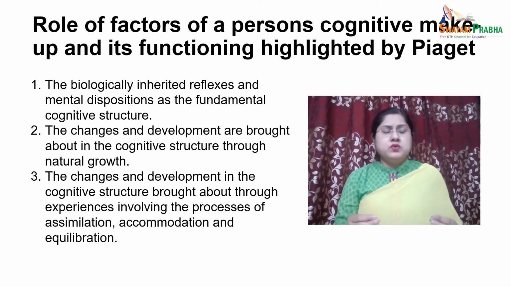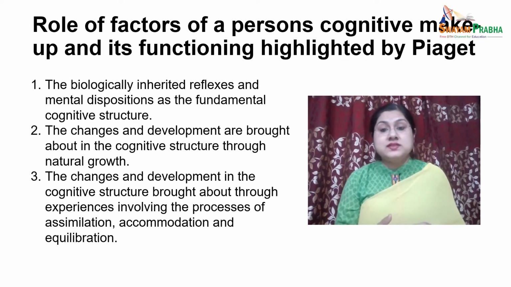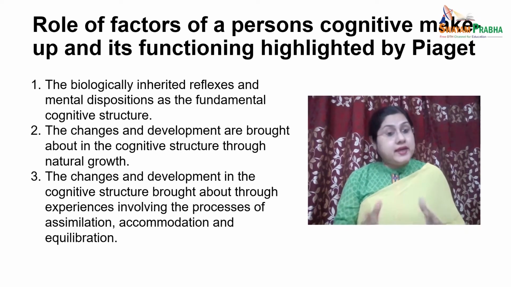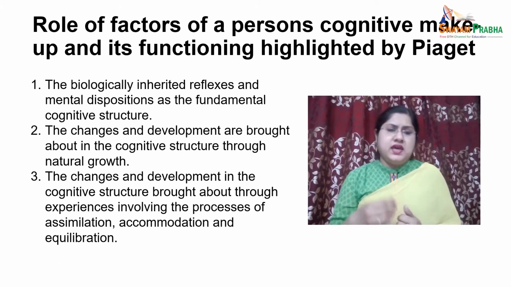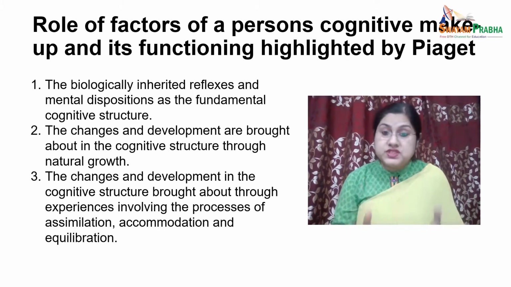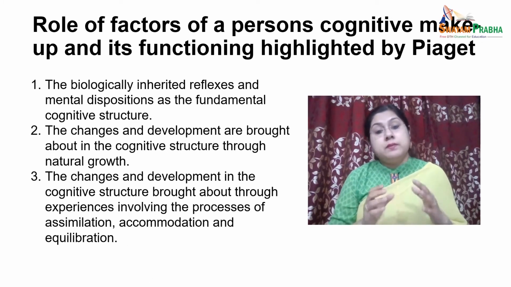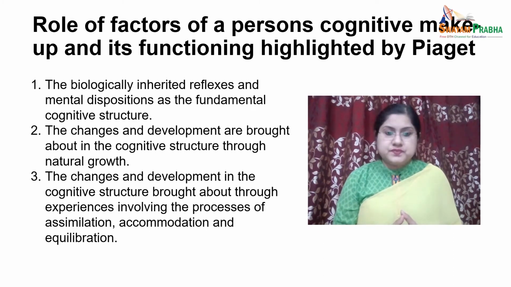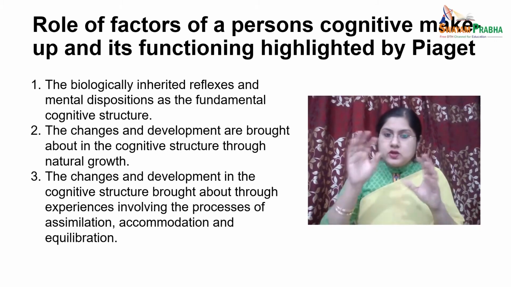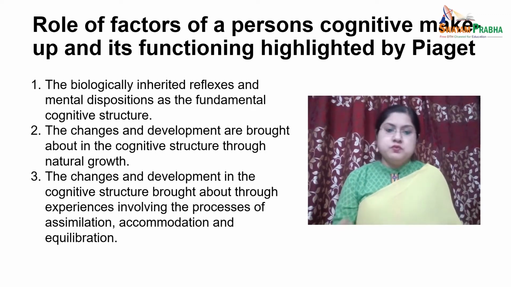Here we will discuss a few more points which Piaget has highlighted. Piaget highlighted the role of the factors in a person's cognitive makeup and the functioning of a person's cognitive structure. So what are these factors? We will just have a look at those. According to Piaget, the biologically inherited reflexes and mental dispositions are the fundamental cognitive structures. Then he said that the changes and development in the cognitive structures are brought about through the process of maturation, which is the process of the natural growth of a human being.